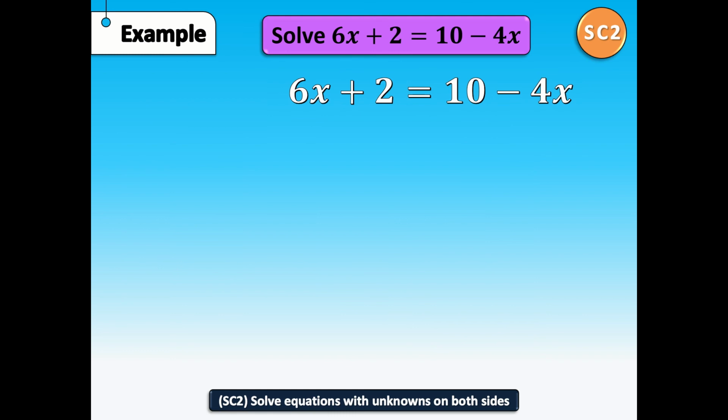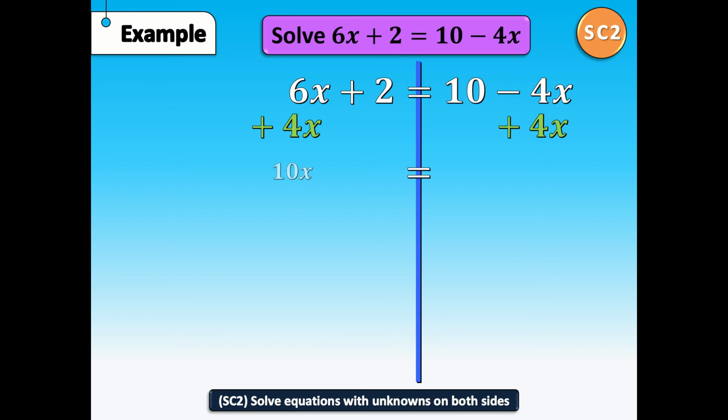Here's another example. Again, I need to think about which is smaller, 6x or minus 4x. And minus 4x is going to be smaller. So I need to take minus 4x off both sides. Now when we take away a minus number, it becomes a plus. So I'm actually adding 4x to both sides. So on this side, I'll have 10x plus 2. And on this side, I'll just have 10.